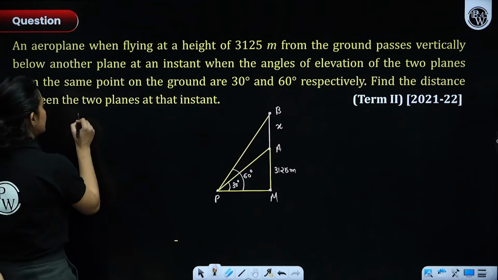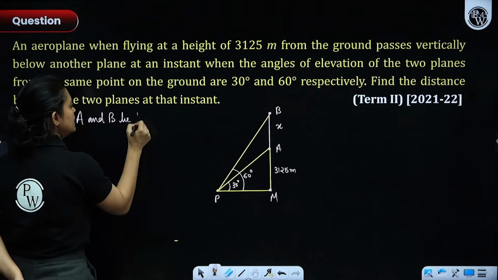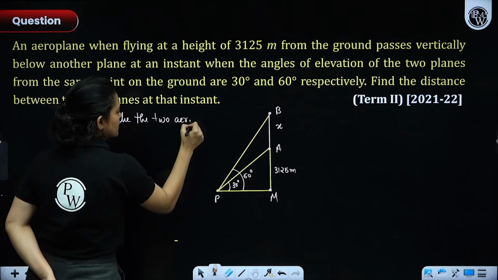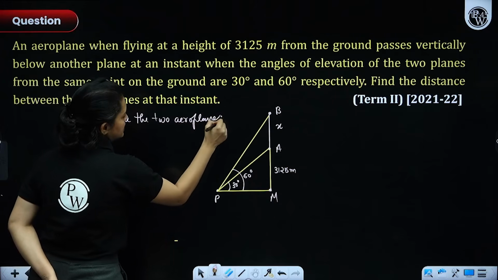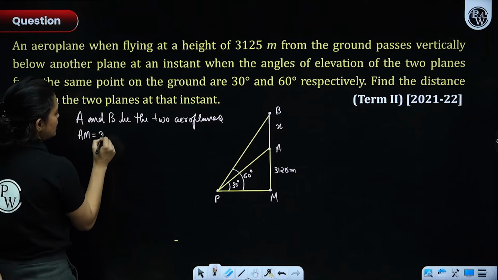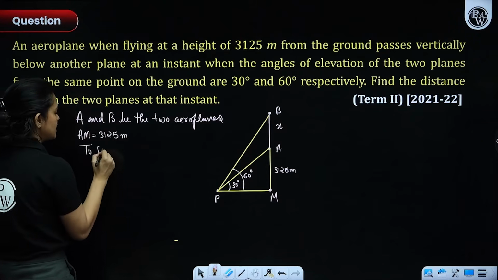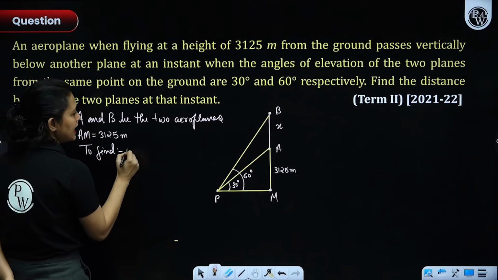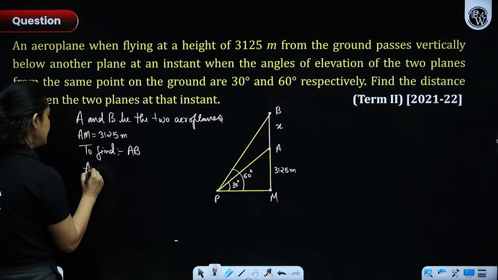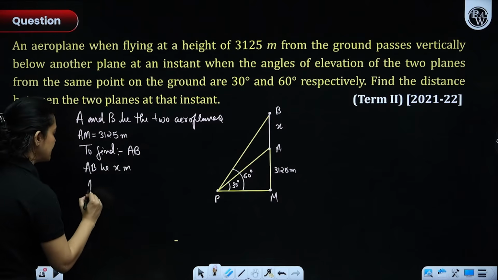Okay, so A and B be the two aeroplanes respectively. And AM is given as 3125 meters. To find, let's just write that down also, to find AB. Okay, everyone? So AB be x meters. Chalo, let's start everyone by taking the smaller triangle.